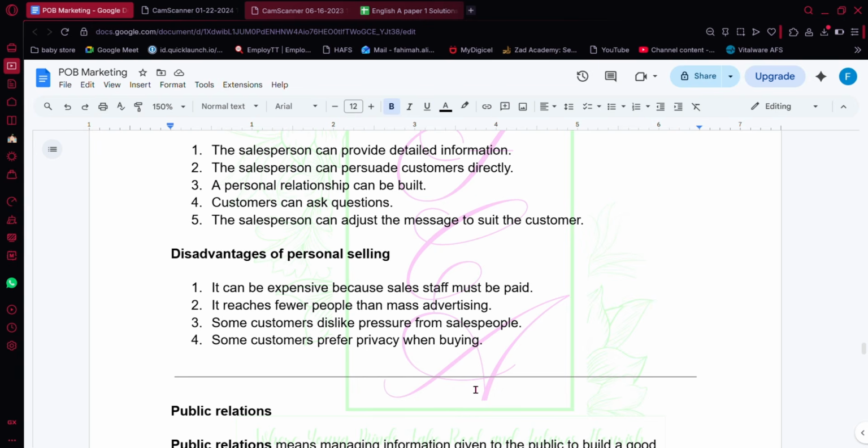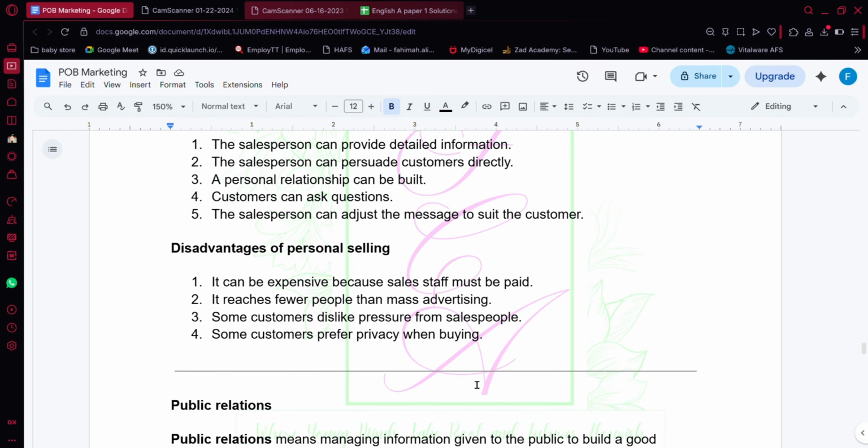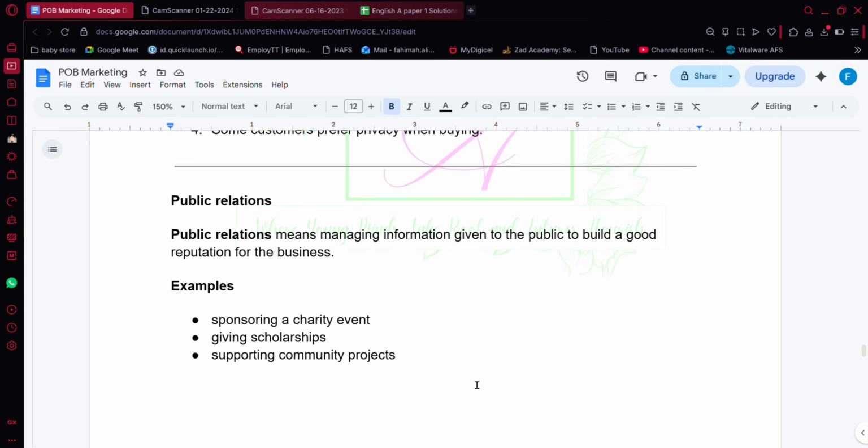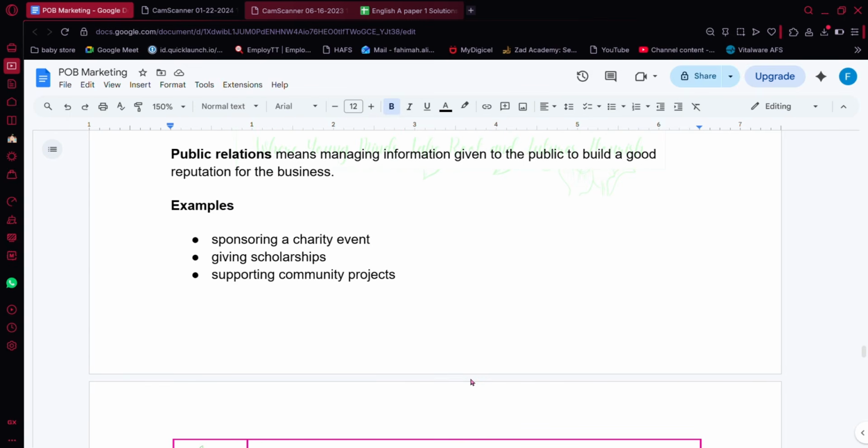Disadvantages: it can be expensive because sales staff must be paid. It reaches fewer people than mass advertising. Some customers dislike pressure from salespeople. Some customers prefer privacy when buying. Public relations. Public relations means managing information given to the public to build a good reputation for the business. Example: sponsoring a charity event or supporting community projects.